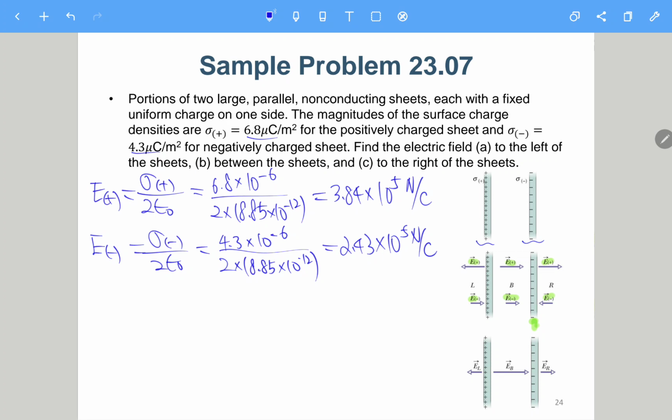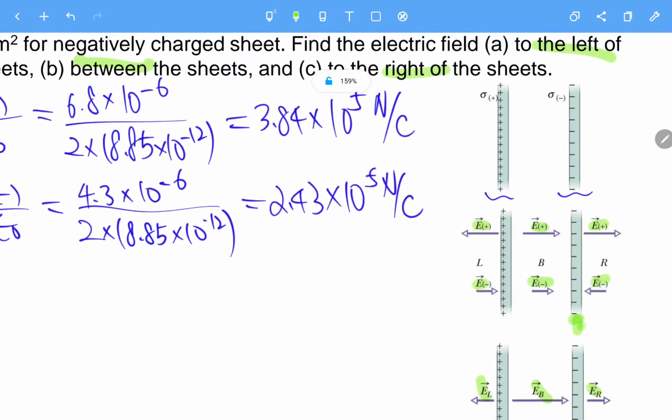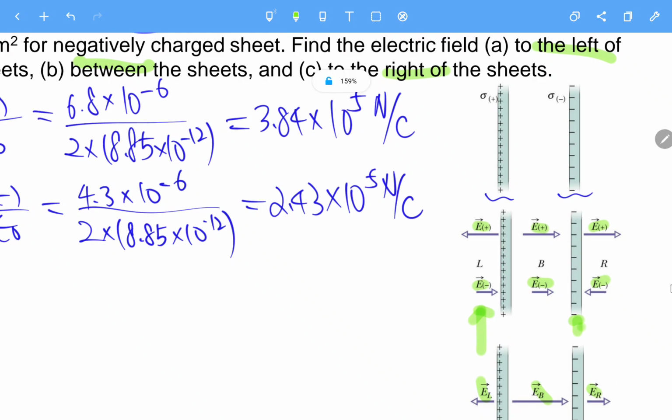Okay, so here we try to find the E field to the left, between, and to the right, denoted by EL, EB, and ER. Here EL will be E plus minus E minus. E plus is larger, so it will be E plus minus E minus because they point in opposite directions. For EB, it will be E plus plus E minus, pointing to the right side. And ER will also be E plus minus E minus, and it will point to the right side. Okay, like this.